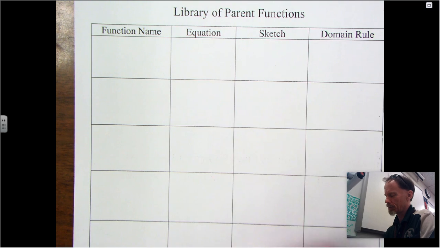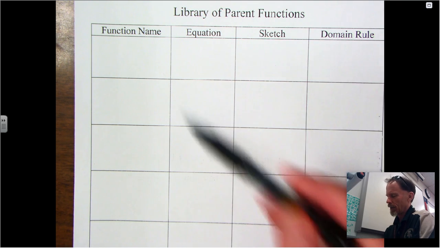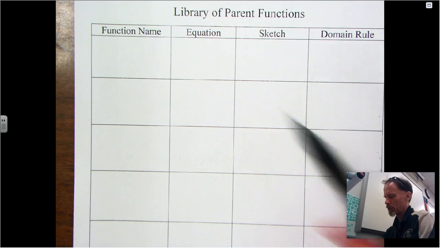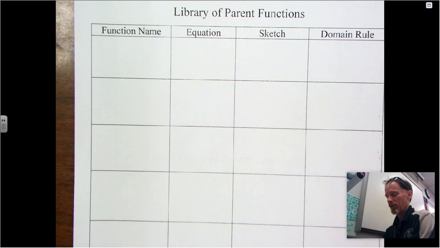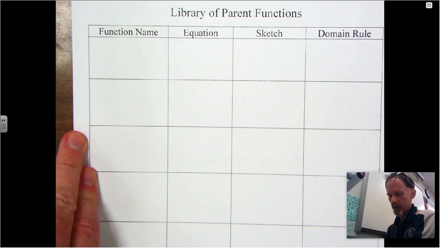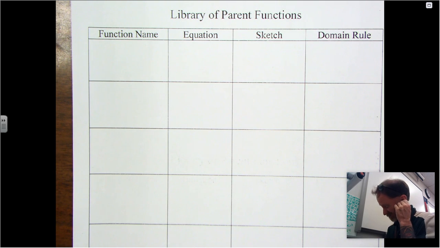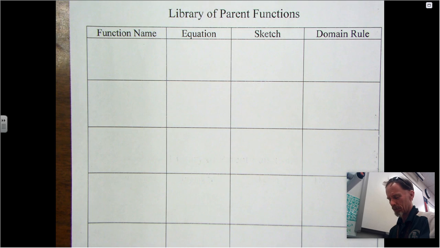If you want to make this on your own set of notes, good idea to have a table. So we're going to talk about the function name, the equation, a rough sketch of the graph, and then the domain rule, which we'll talk more about domain and range the next couple of days. I'm going to go in an order from simplest to a little more complicated, and more or less the order that you did them in Algebra 2 last year.